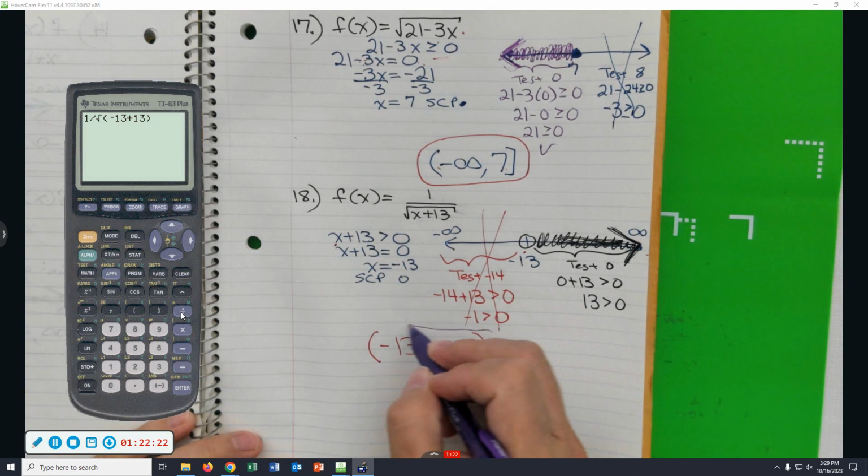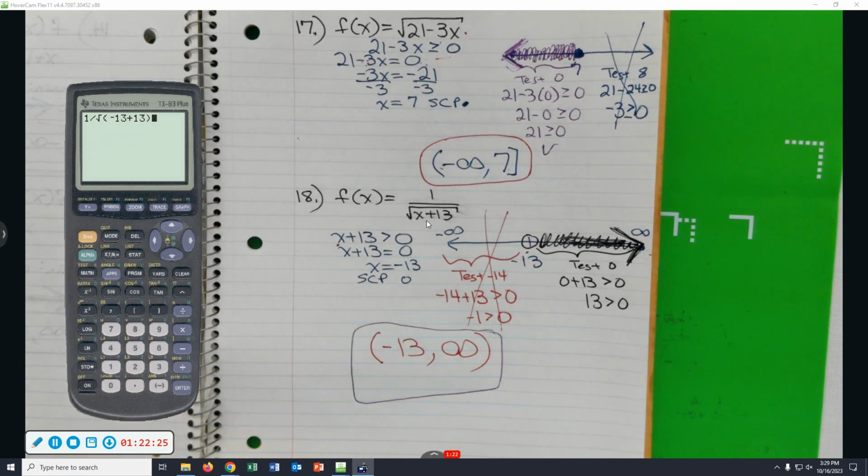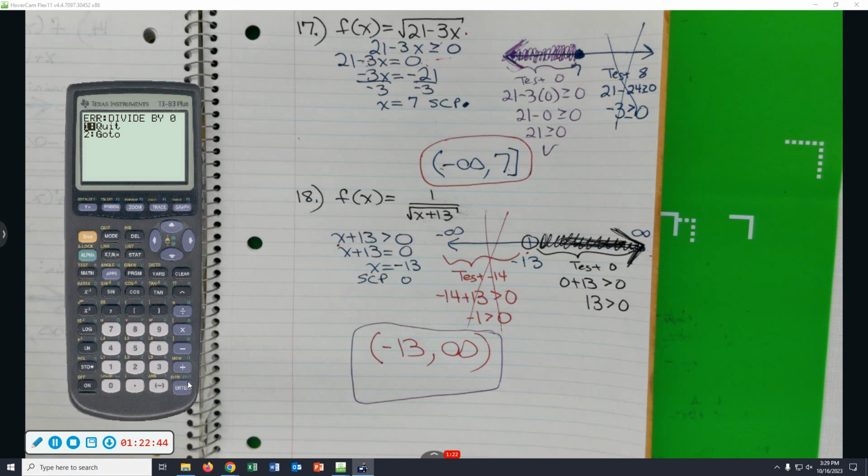Before I type that in, I want to show you. If we're saying that you can't plug negative 13 in, that's what this parenthesis means. If I plug negative 13 in for x, I'm going to get an error warning. What warning? Am I going to get a non-real, imaginary answer, or error divide by 0? You see? So there are two ways you could get an error warning.